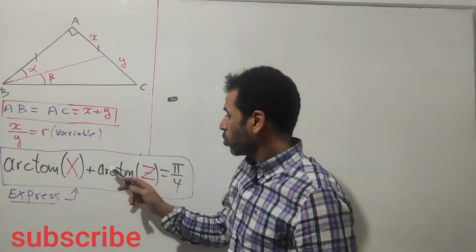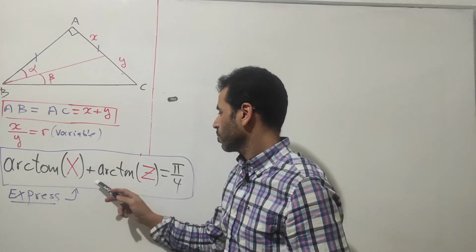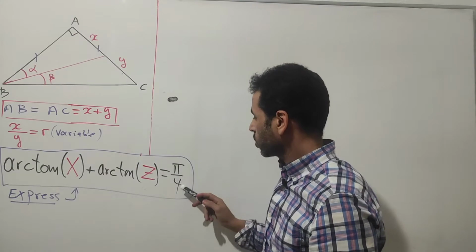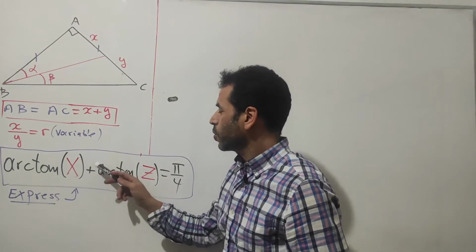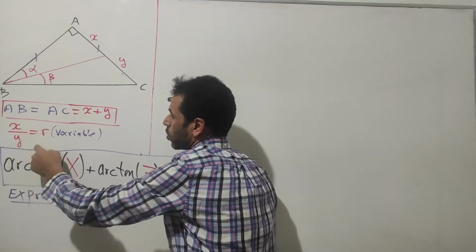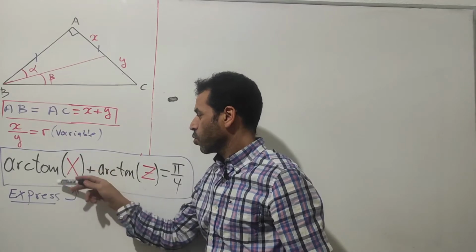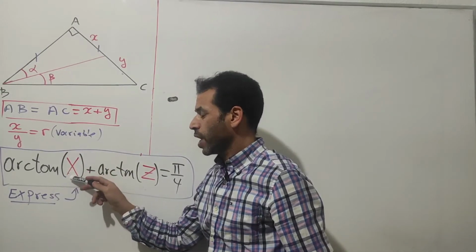Our goal is to prove this expression: arctan of X plus arctan of Z equals pi over 4. So X is represented in terms of R, which is X over Y. I'm going to determine the expression and replace the quantity that I'm going to find with X and Y.